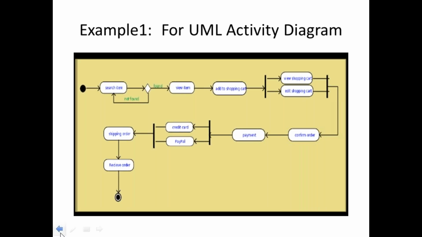So when we talk about the activity diagram, the user would search for the item, view the item, add the item to the shopping cart. Then view the shopping cart, edit the shopping cart, confirm the order, and once you confirm, it will go to the payment gateway. Payment can be done using credit card, PayPal, or any of the payment gateways, followed by shipping of the order and receival of the order. So this is the sequence. Is that clear? Is the sequence clear? Yes.